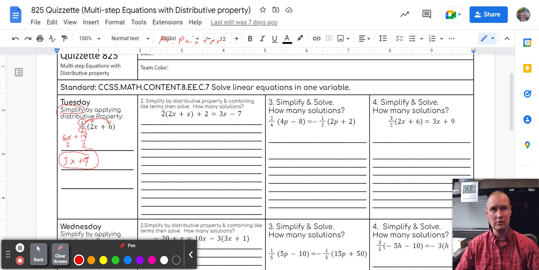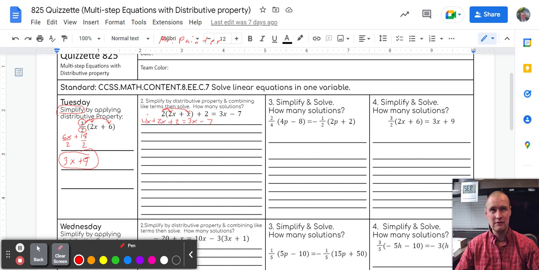First step, just like we did on number 1, is we're going to take our 2 and distribute the 2 inward into the parentheses. So we got 2 times 2, which is 4x, and 2 times x is just going to be plus 2x. Whenever we multiply a number times a variable, and remember a variable is the letter of the alphabet that represents a number we don't know quite just yet. Plus 2 comes down, equals 3x minus 7.